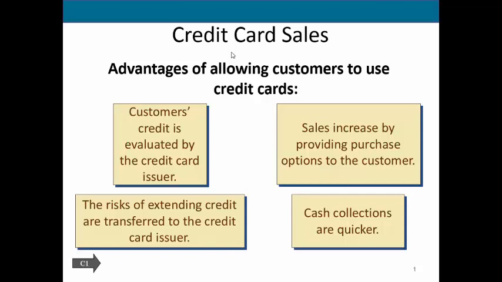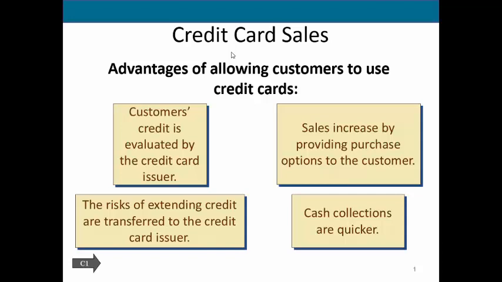So the credit card company is acting as a middleman. They are providing a service to both you and to your customer. They are the ones who are assuming the risk that that customer may or may not end up actually paying the cash that is owed to that credit card company. On the other hand, you as a business are going to be paid immediately or very soon by that credit card company. So that's the basic advantage of allowing customers to use a credit card.